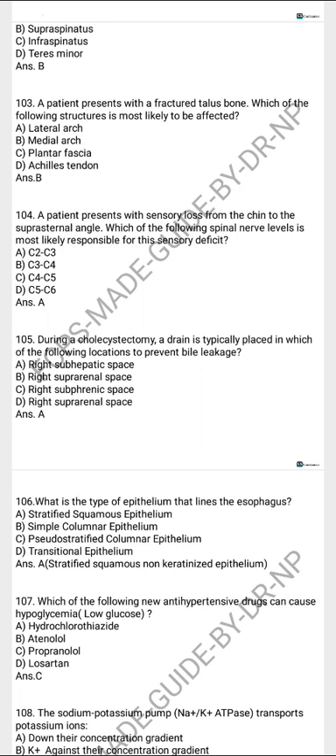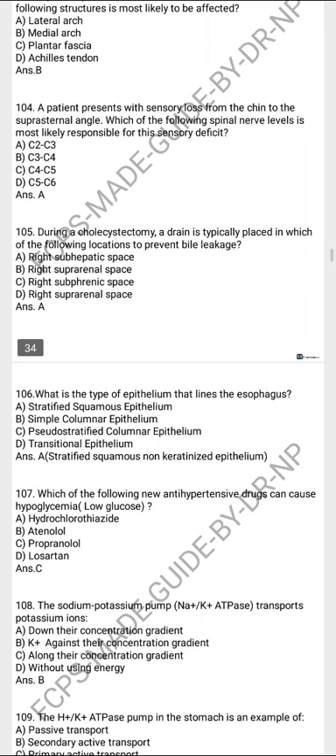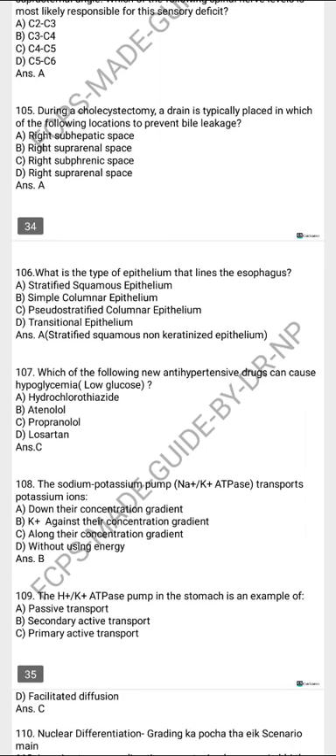During cholecystectomy, a drain is typically placed in the following location to prevent bile leakage: the right subhepatic space. What is the type of epithelium that lines the esophagus? That is the stratified squamous non-keratinized epithelium.